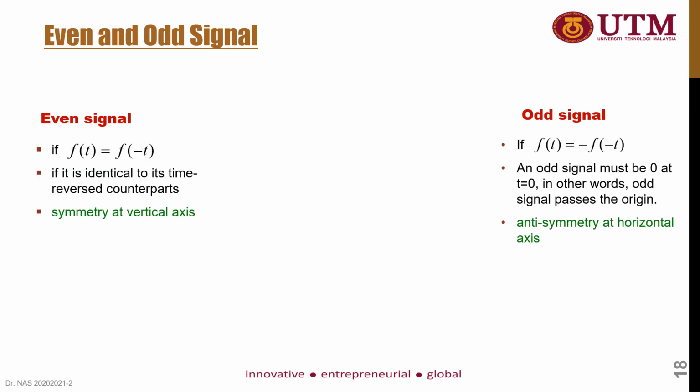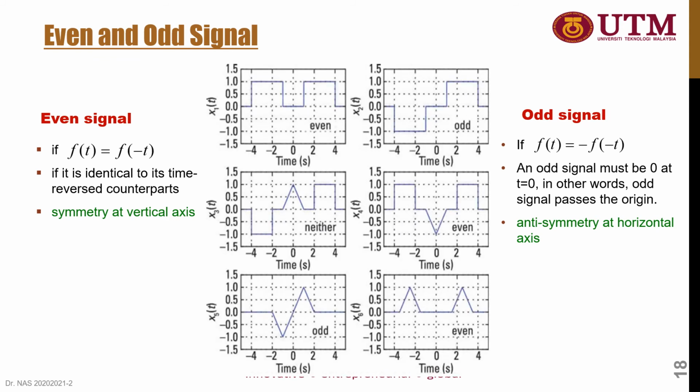Next one is even and odd signal. An even signal is given by this equation, f(t) equals f(-t), meaning that the amplitude of the signal is positive when t is positive, and the amplitude of the signal is still positive when t is negative. It is also called a symmetry signal at the vertical axis. So this is the vertical axis, and you can see a mirror image. The amplitude is positive at positive t, and it is still positive at negative t.